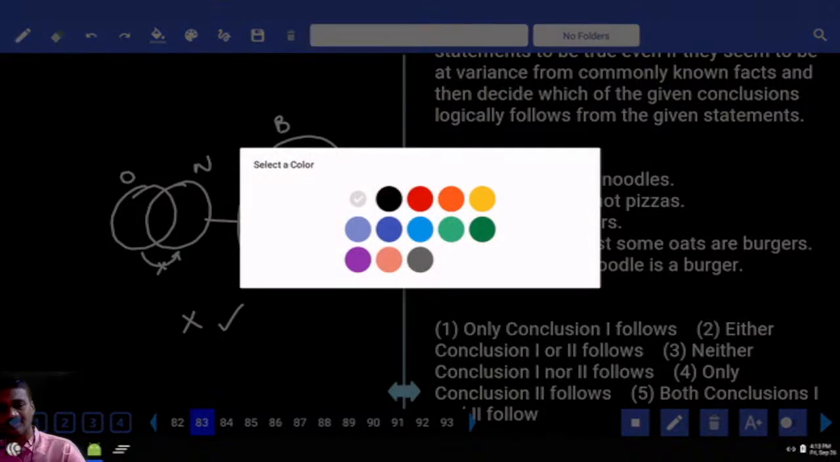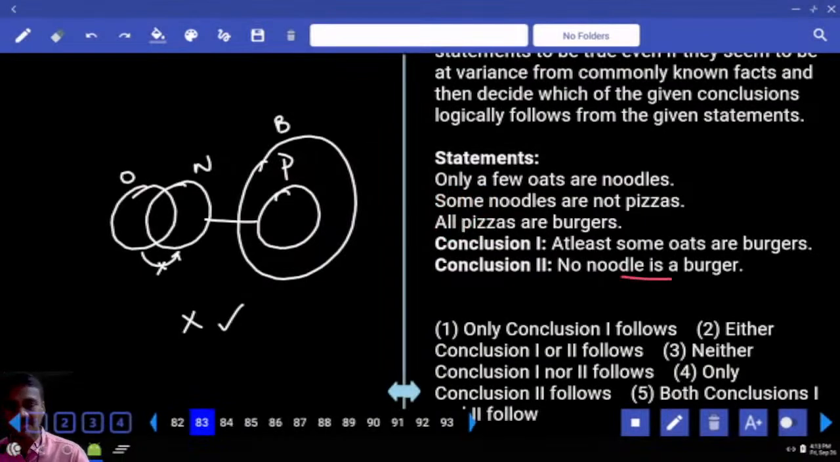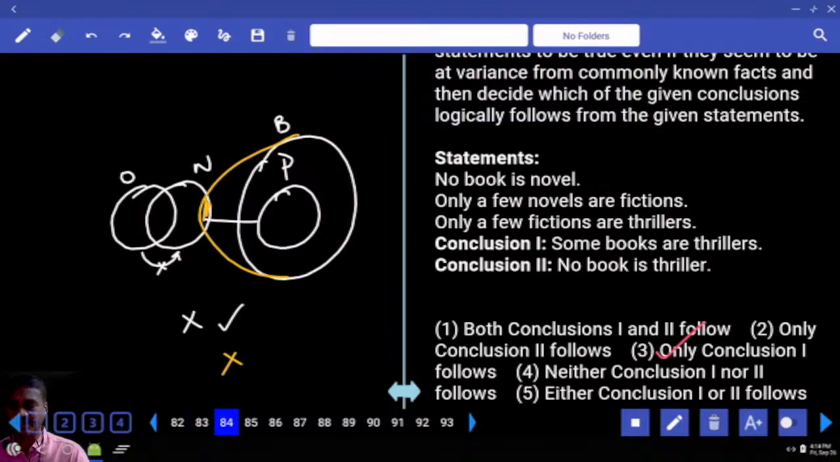Now to make this one false, what we need to do? Some noodles are burger. Noodle and a burger. Can I write like this or not? Yes. Then if I write noodles like this, then what happens to this one? Then some oats are burger. No noodle is a burger has become false. Alternate diagram true, previous conclusion false. Then what is your answer? Neither one nor two, choice 3. 83. Then 84, no book is a novel.